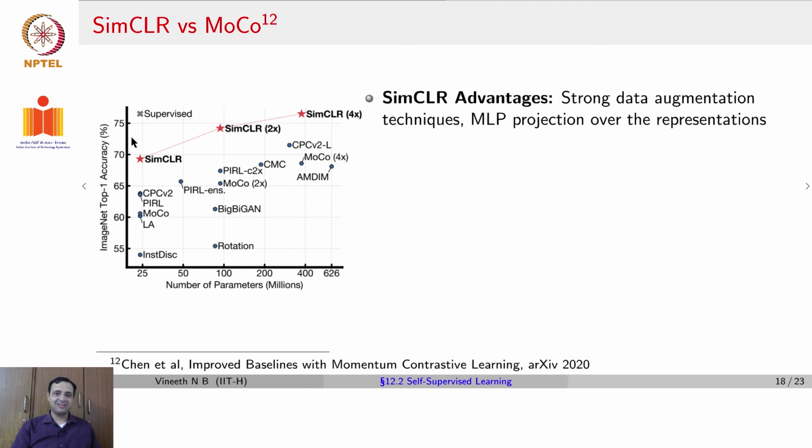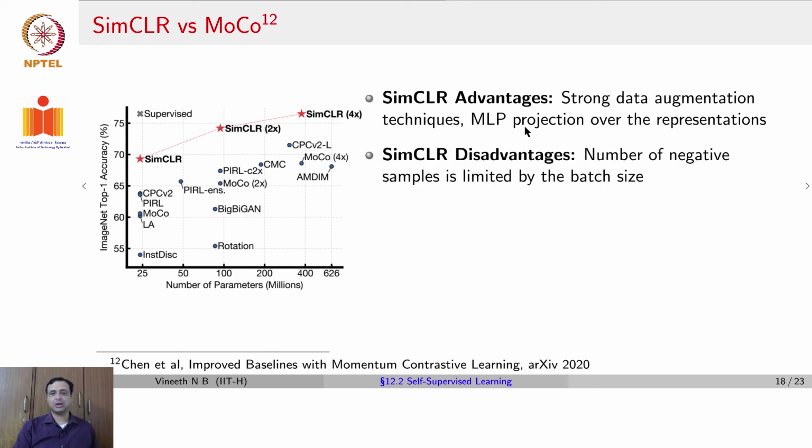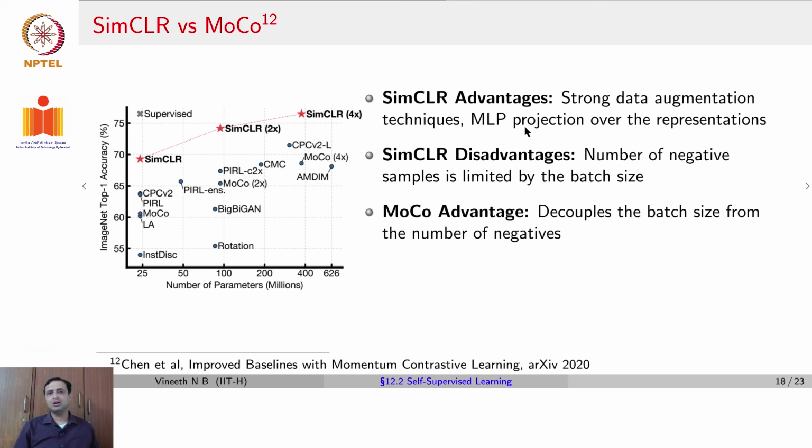SimCLR and MoCo are direct competitors, so one can compare the two. SimCLR has some advantages. It has strong data augmentation techniques and uses an MLP projection over the representation layer. So you have a Q or a G on top of F, which is your embedding network. However, one of the disadvantages of SimCLR is that the number of negative samples you have is limited by the batch size. In MoCo, that can be expanded to be a dictionary that's comprised of many mini batches of images. On the other hand, MoCo decouples the dictionary and the mini batch and thus allows more negative samples to help better learning.